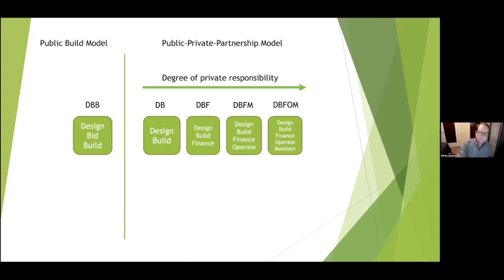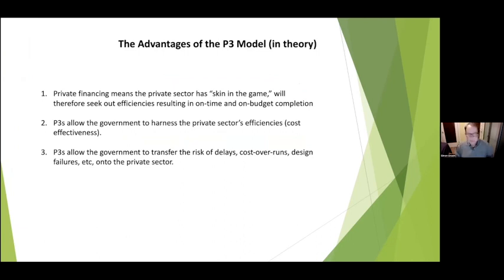So why is this model deemed so superior in certain respects to the traditional public build model? Well, you'll usually get three arguments from P3 advocates as to why this is a superior build model. Private financing means the private sector has skin in the game. Therefore, it'll seek out efficiencies, which will encourage on-time and on-budget completion. Otherwise, they'll get penalized.